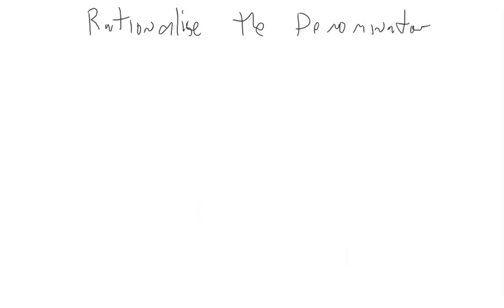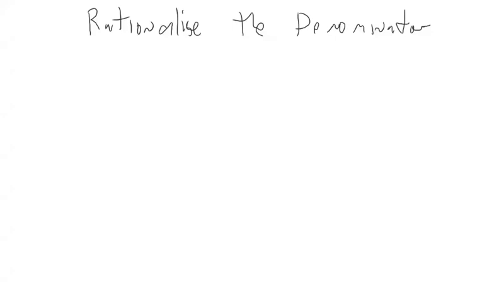Now, last class, we talked about rationalizing the denominator, which means do not leave a radical sign in the denominator.